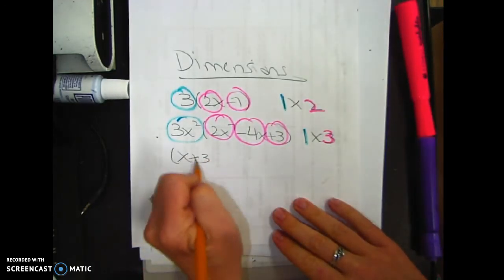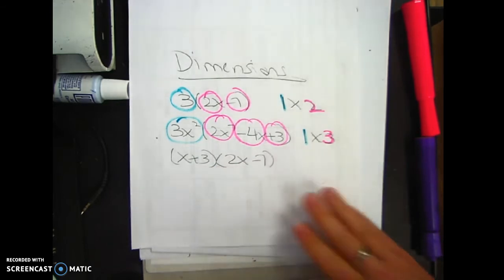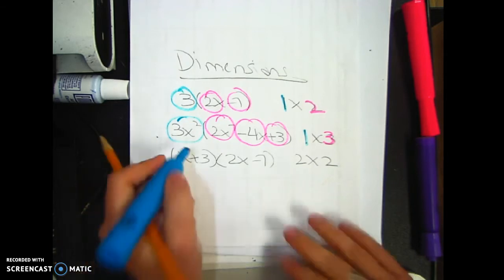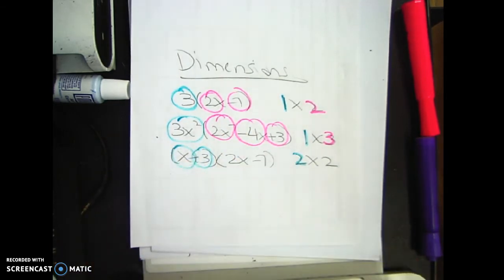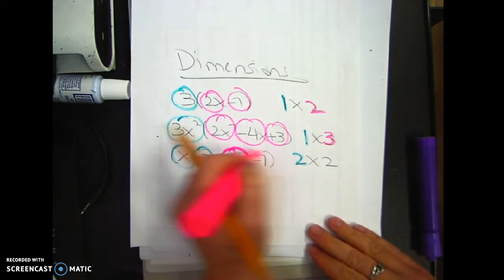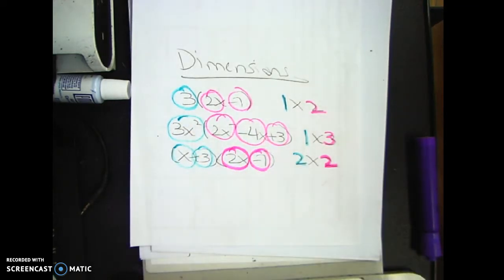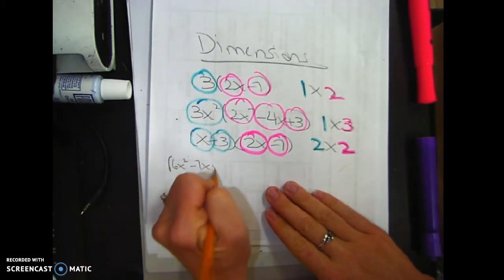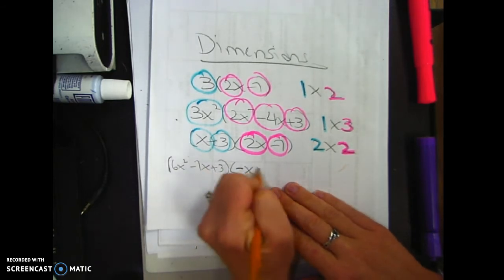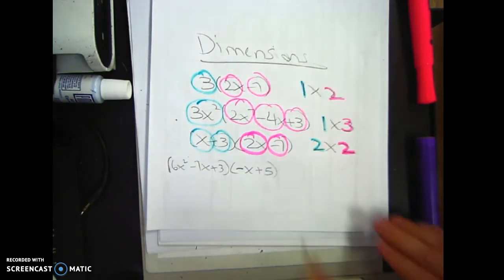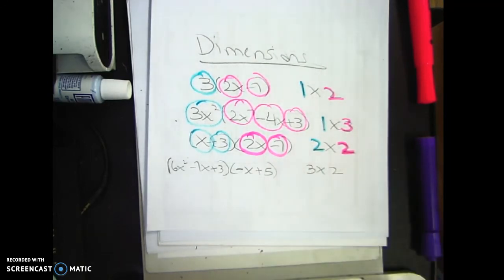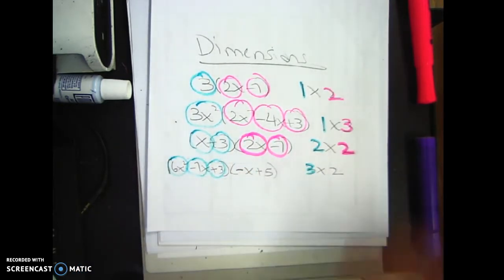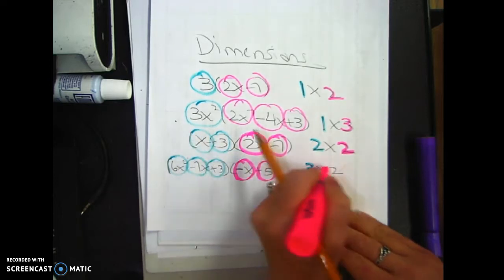If I had this, the dimension of this is a 2 by 2, because in the first group there are 1, 2, and in the second group there is also 1, 2. So that's the dimension of that, a 2 by 2. If I had this, the dimension of that would be a 3 by 2. If you look at the first parentheses, 1, 2, 3. The second parenthesis, 1, 2.